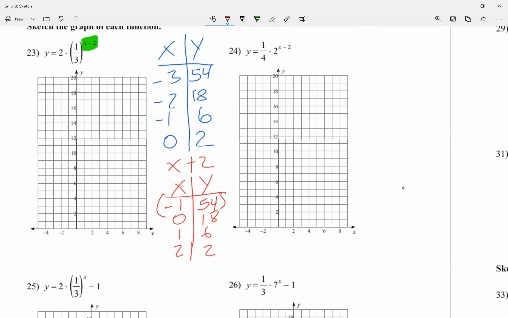-1, 54, I cannot really graph that one, right? It's off my chart. The next one, 0, 18. Now that one I can graph. The point is right there. 1, 6, I can graph that one. It's right there. And then the point 2, 2, it's right there. When I connect my points, just like last week, this thing is approaching 0. It doesn't quite reach it though. Okay, so that's it.